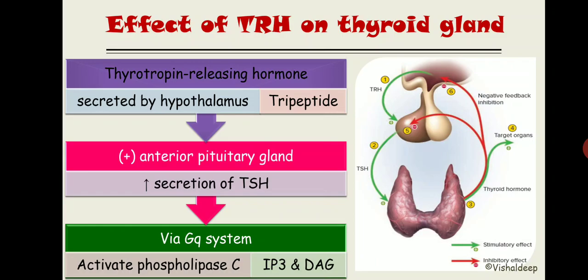Now here's the thing you might need to write down somewhere. This TRH does not only stimulate TSH secretion, it also stimulates growth hormone secretion and also prolactin. So basically this TRH is also used to detect growth hormone disorder by the test named the TRH stimulation test. Got it?